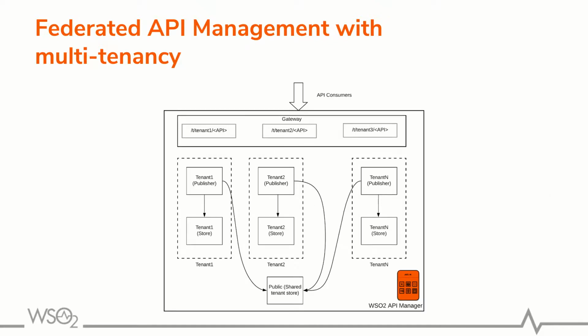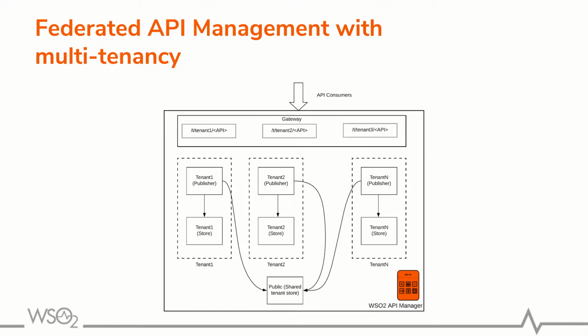In this diagram you can see there are different tenants: tenant 1, tenant 2, up to tenant n. Each of these tenants has its own publisher interface as well as store interface. If tenant 1 creates an API by logging into the publisher interface through his own tenant space administration account, or whichever account has permissions to create APIs, he can create an API and publish it to the tenant 1 store. And if he wants to publish to a different store, like the tenant 2 store or a publicly shared tenant store, he can still do that.